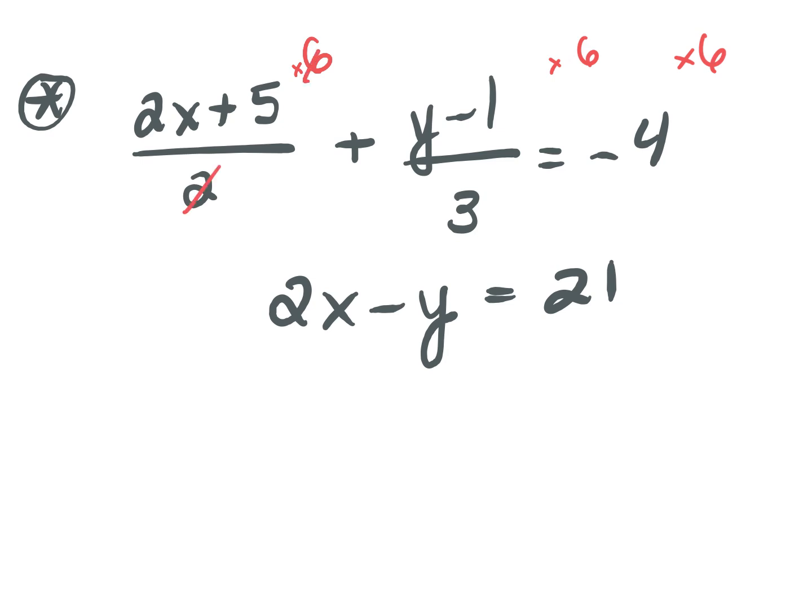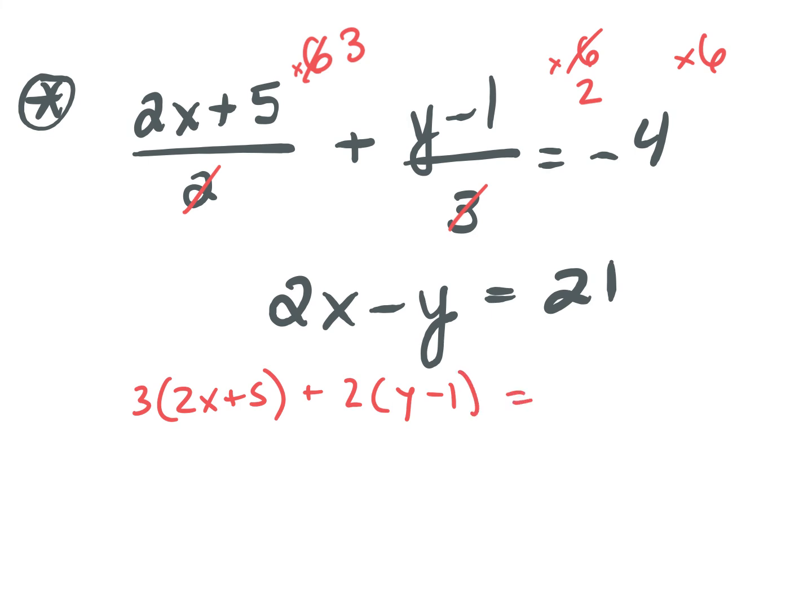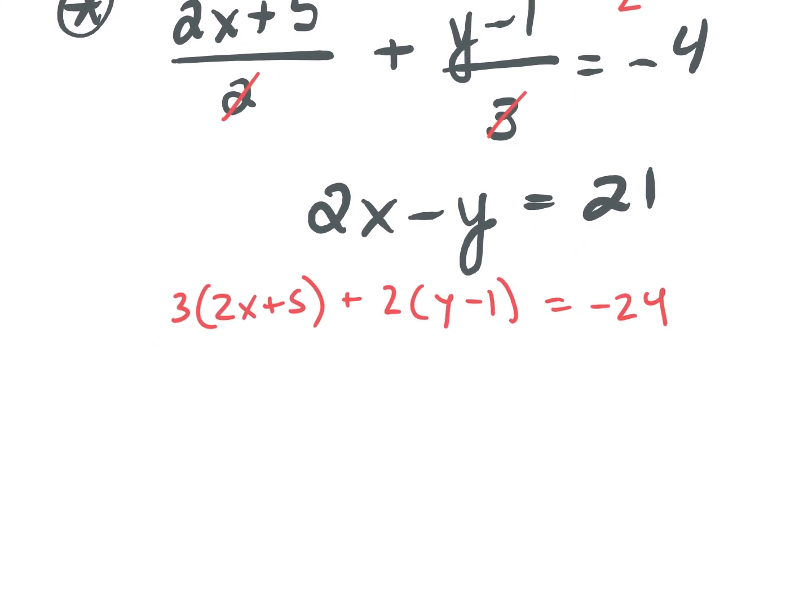So 2 comes out of 6, and we're multiplying the top by 3. So this is 3 times 2x plus 5, plus 3 goes into 6 twice, so I'm multiplying the second one times 2, so 2y minus 1. And that's equal to negative 4 times 6, which is negative 24. Distribute, so I have 6x plus 15 plus 2y minus 2 is equal to negative 24.